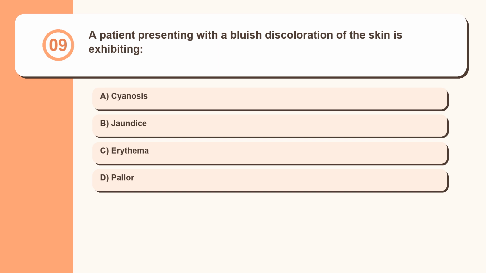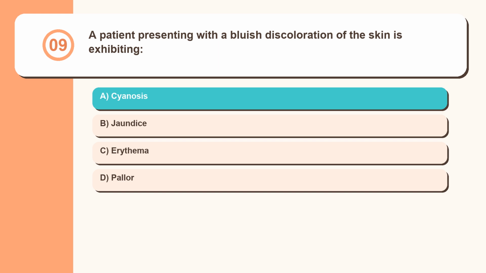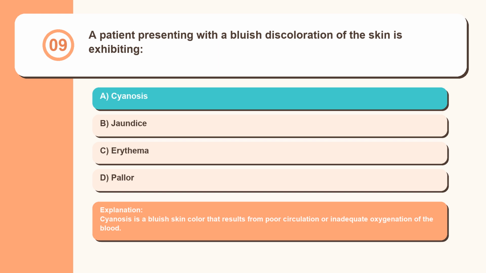Question 9. A patient presenting with a bluish discoloration of the skin is exhibiting cyanosis, jaundice, erythema, pallor. Cyanosis is a bluish skin color that results from poor circulation or inadequate oxygenation of the blood.